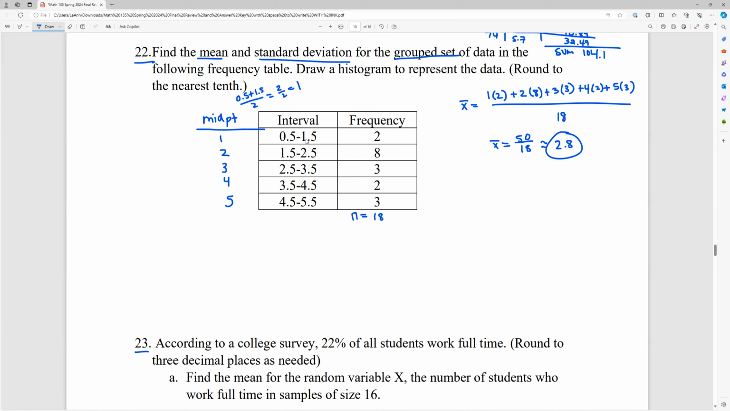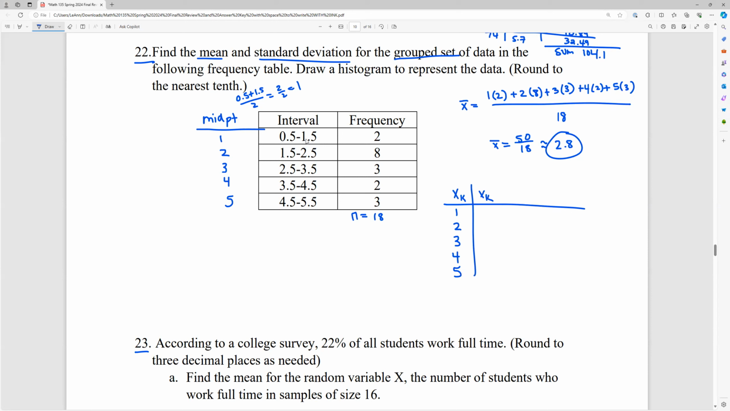Now I'm going to do my standard deviation, and then we are still also supposed to draw a histogram to represent the data. That's just making sure you know how to do a histogram. So standard deviation for this set, it's similar. I call it X sub K when I have a midpoint, because remember, we don't know if these are the actual items. We just know they're a good estimator. So 1, 2, 3, 4, 5, the midpoints. They're the halfway point of each interval.